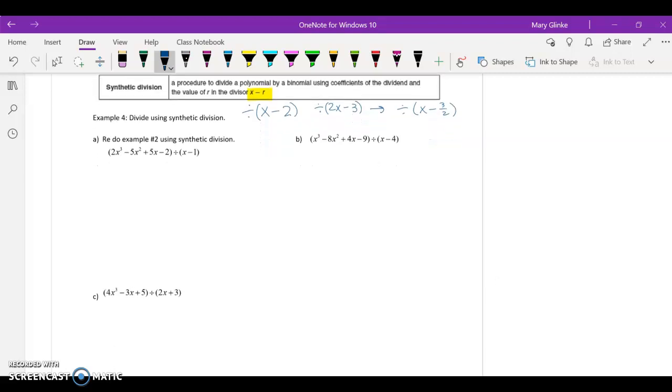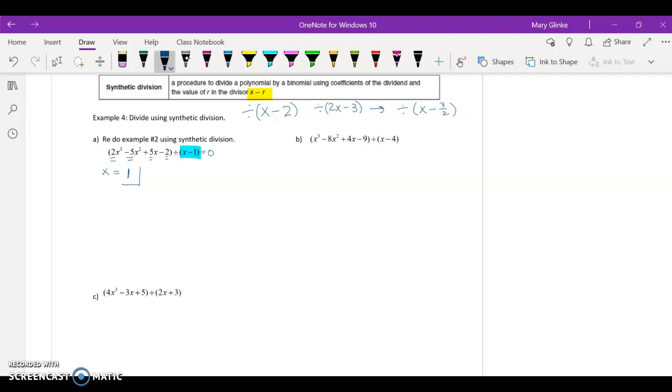So the first thing to do is to recognize what we're dividing by. For this first one, we're dividing by x minus 1. What we're going to do is find the 0 there, and the 0 would be x equals 1. So we're going to take that 1 and put it in a box. Then we're going to list all coefficients of our dividend.